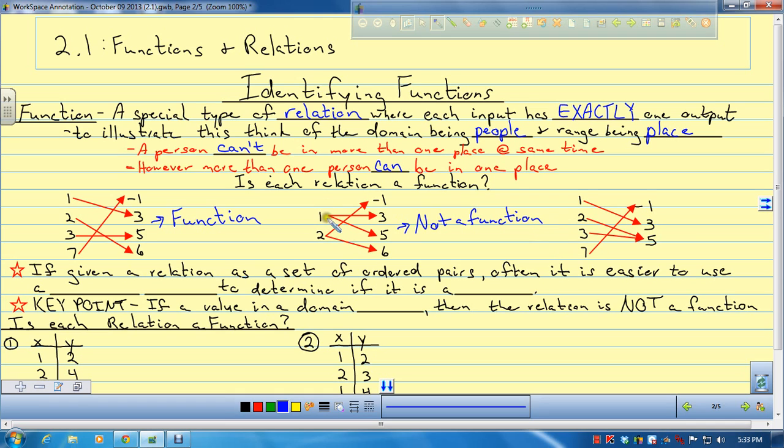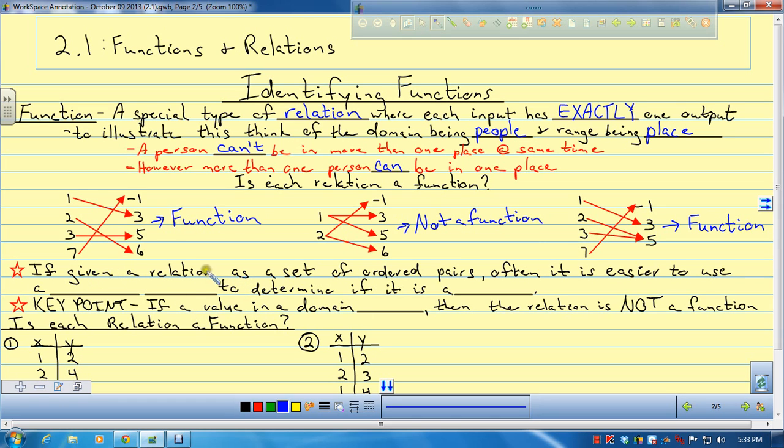You can see, remember, think of this as a person. Can a person be in more than one place at the same time? If the answer is no, then it is not a function. And lastly, 1 went to 3, 2 to 5, 3 to 5, 7 to negative 1. That would be a function. And you might say, well, the 2 and the 3 both went to 5. That's okay. These are both different people, right? They went to the same place. That's possible.